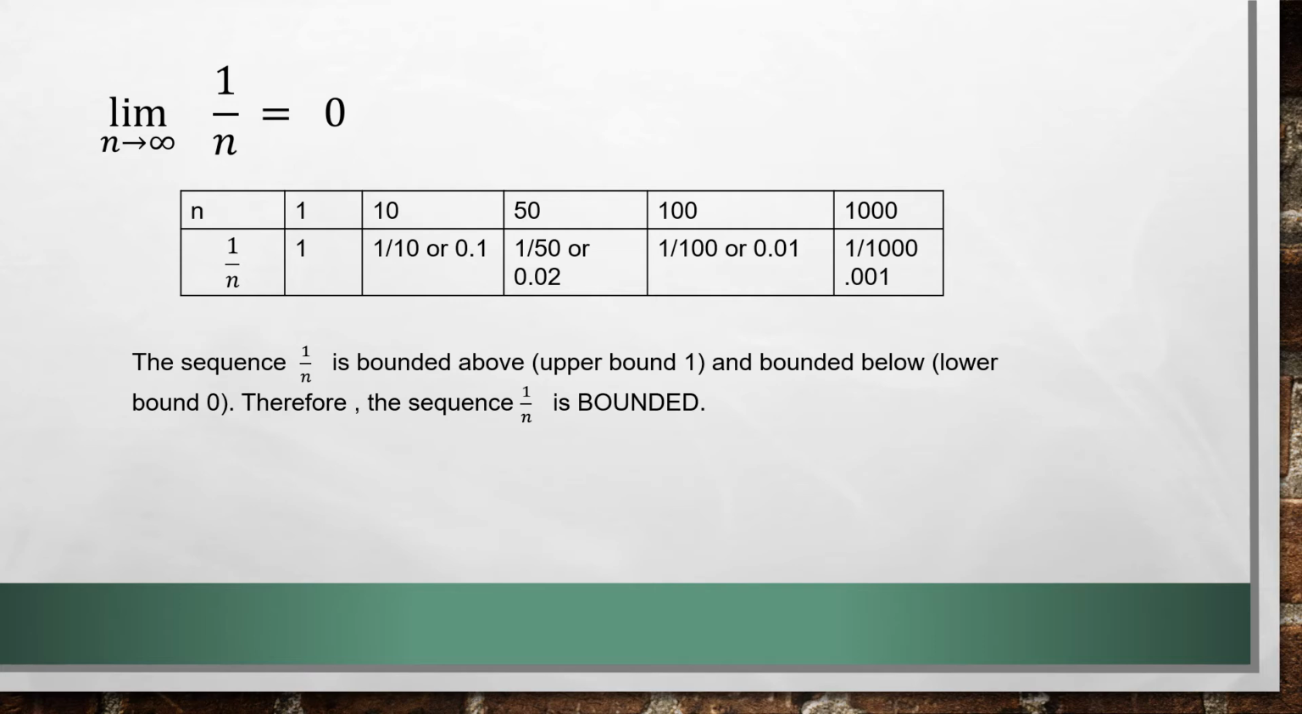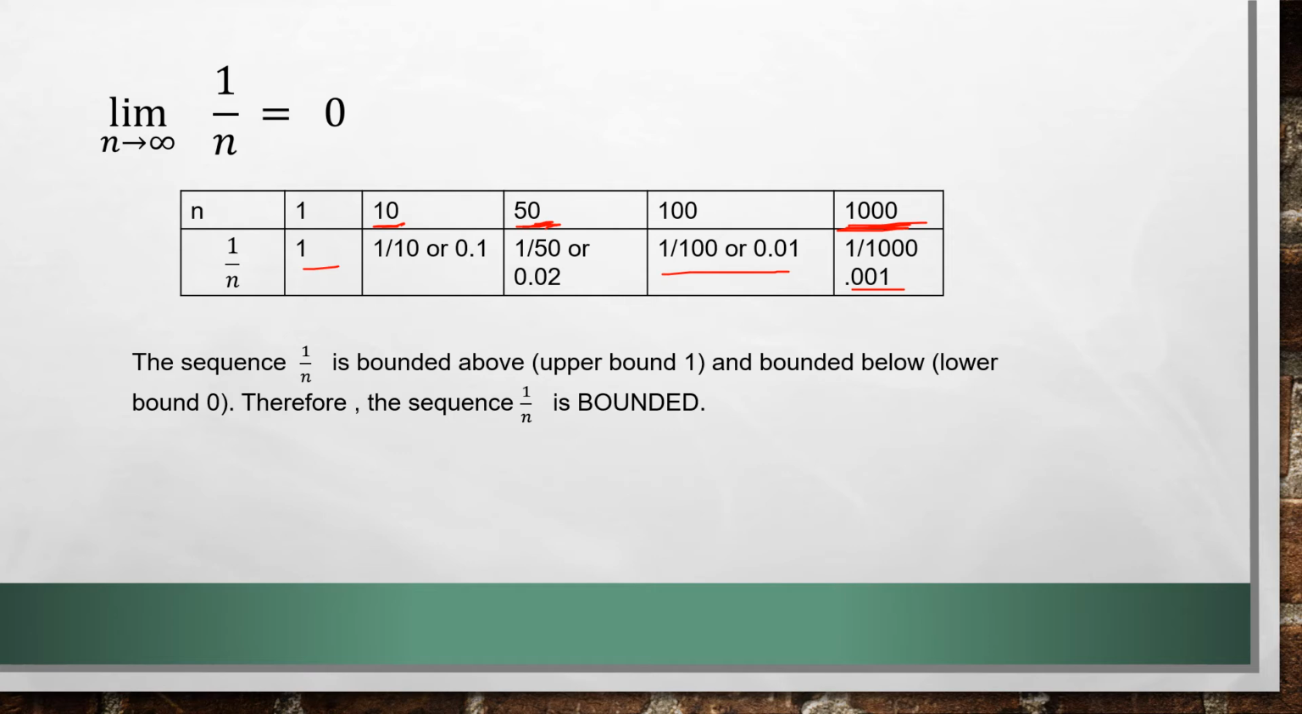Let us have n equal to 1. The value of 1 over n is 1. If n is 10, the value of 1 over 10 is 0.1. If n is 50, 1 over 50 is 0.02. If n is 100, that's 1 over 100, and it's 0.01. If n is 1000, that's 1 over 1000, and it's equivalent to 0.001.